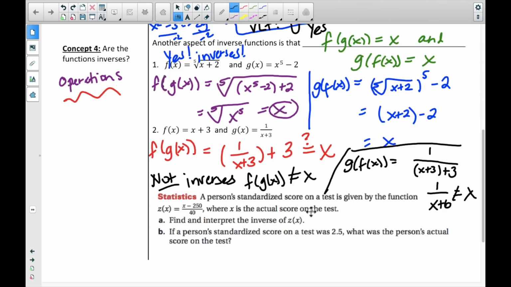But essentially, you just have to double check, plug one in, see if it works. If it reduces down to x, it is an inverse. If it doesn't reduce down to x, it is not an inverse.